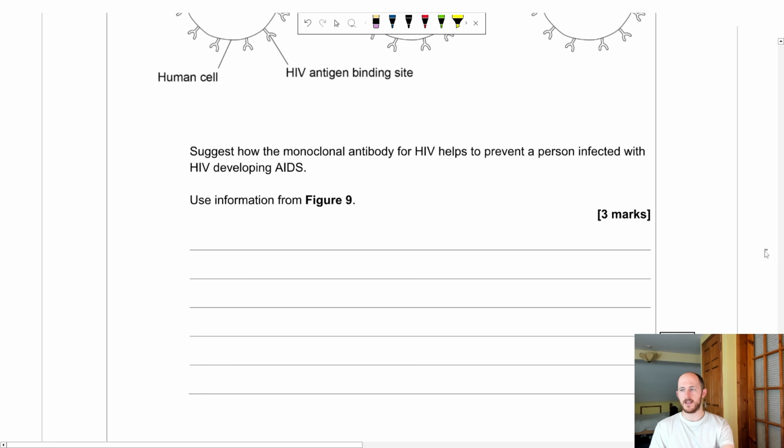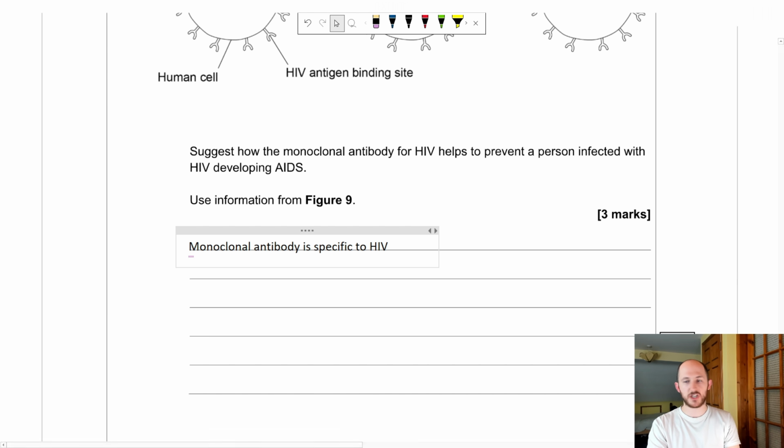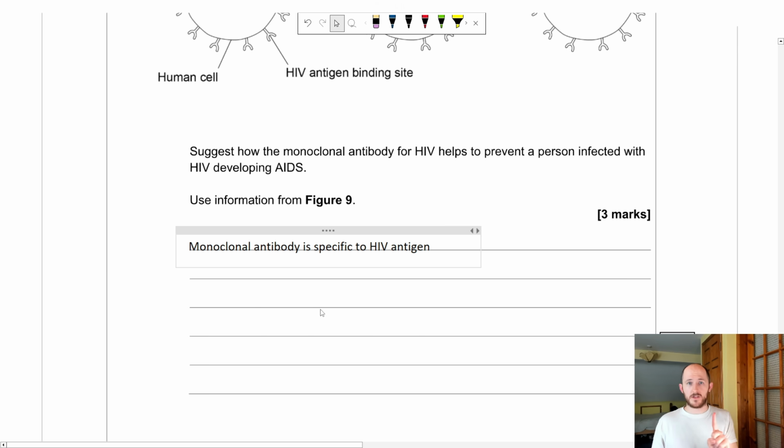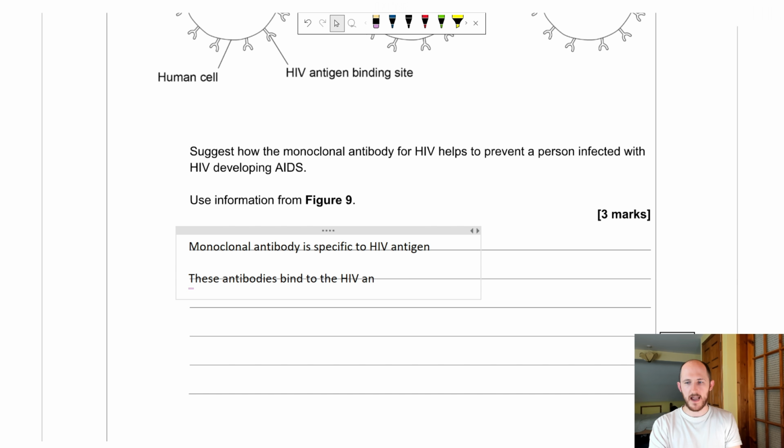Well, again, this is 3 marks, so let's do 3 quick little bullet points. The monoclonal antibody is specific to HIV antigen. Okay? So this monoclonal antibody will only bind to the HIV. That's important, because otherwise it would attack any cell. Good. These antibodies bind or attach to the HIV antigens.